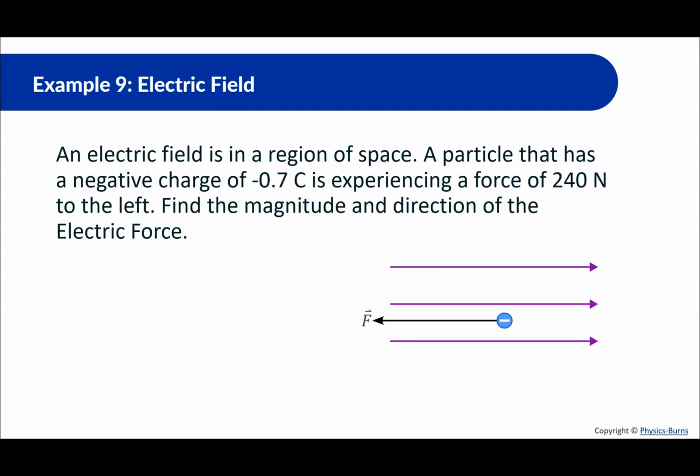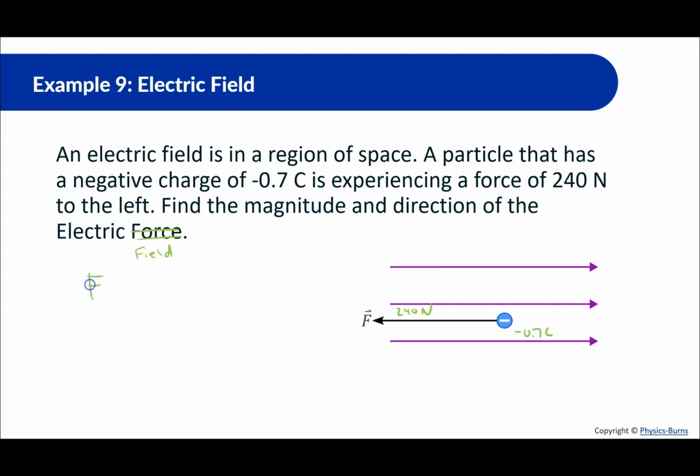Alright, moving on. An electric field is in a region of space. A particle that has a negative charge of negative 0.7 coulombs is experiencing a force of 240 newtons. Let me just write some things down. 0.7 coulombs. This is 240 newtons. Find the magnitude and direction of the electric field.